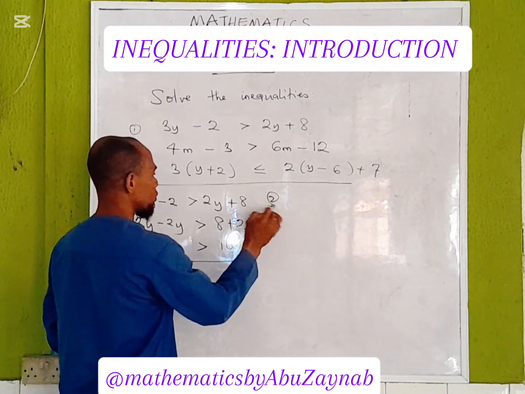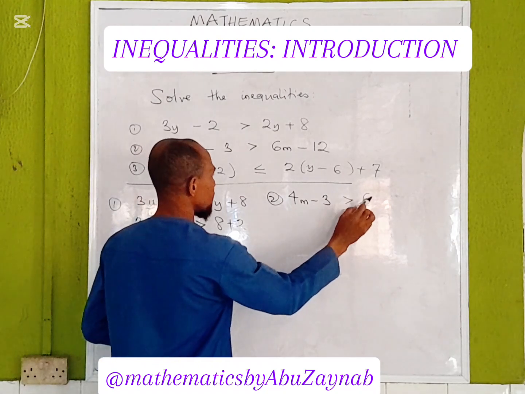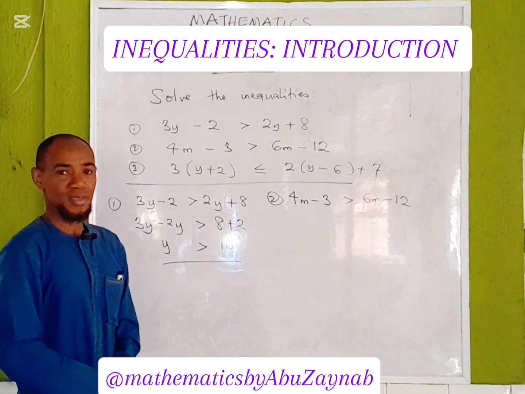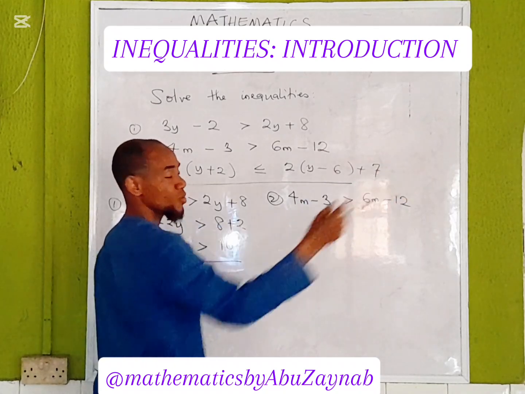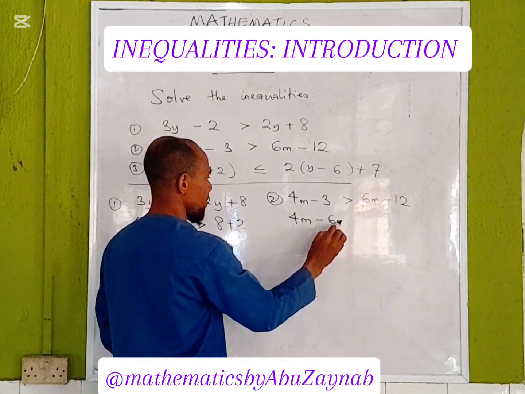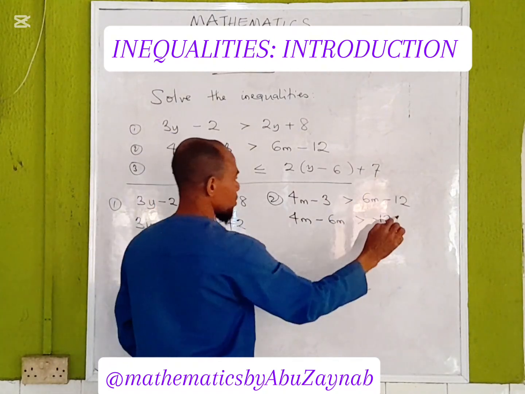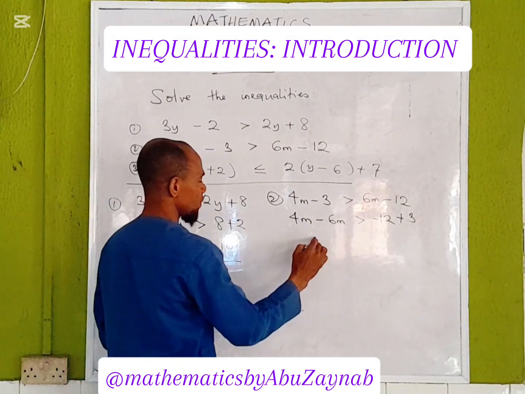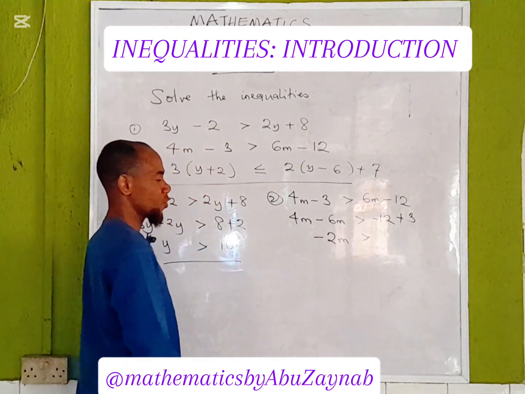Okay, let's take question number 2, which says 4m minus 3 greater than 6m minus 12. Pretty much similar to number 1. We have to collect like terms here. The like terms are the letters on one side, that's m's, and numbers on the other side. So you have 4m minus 6m greater than the existing minus 12 here, then minus 3 comes and becomes plus 3. Now 4m minus 6m is minus 2m, greater than minus 12 plus 3, which is going to be minus 9.